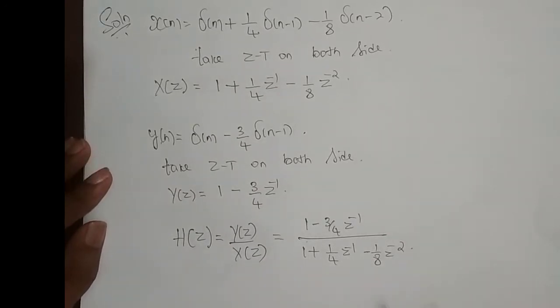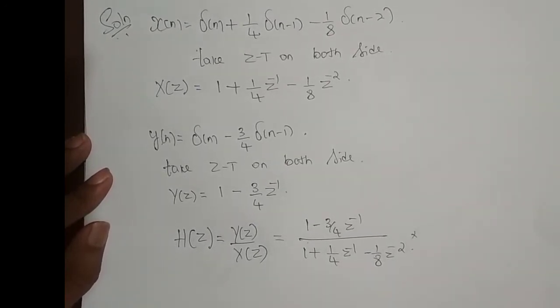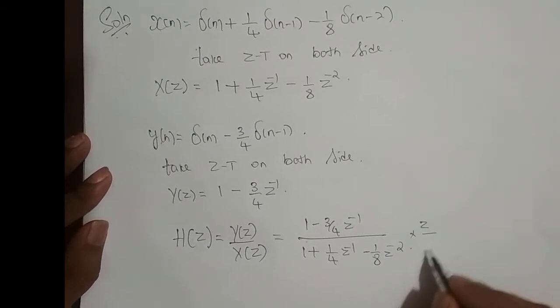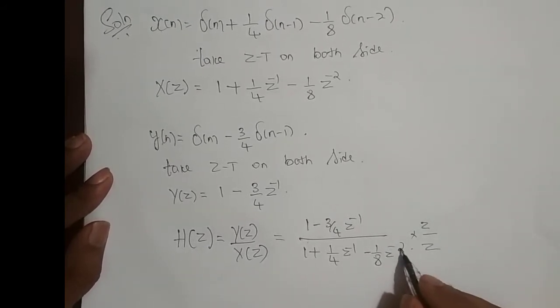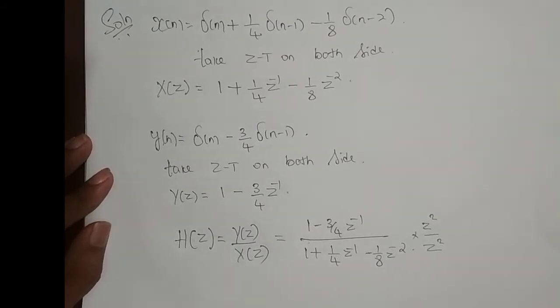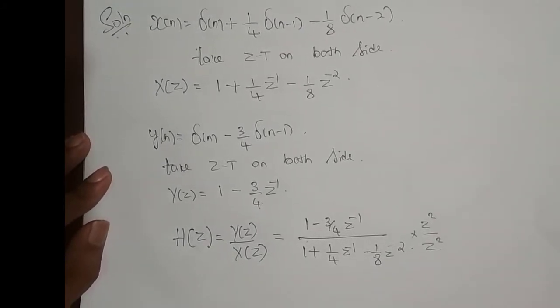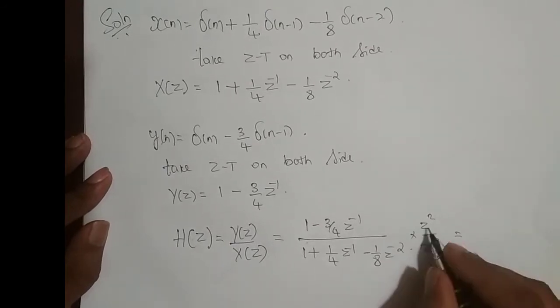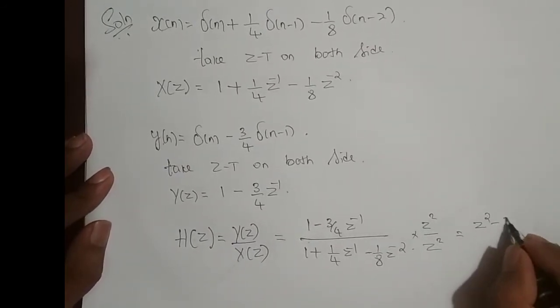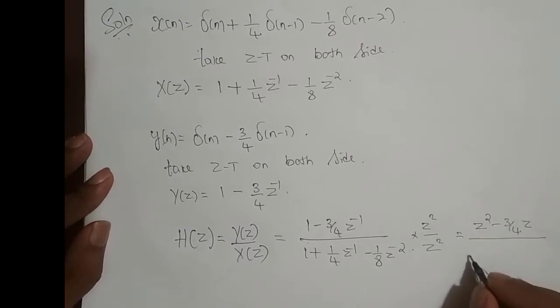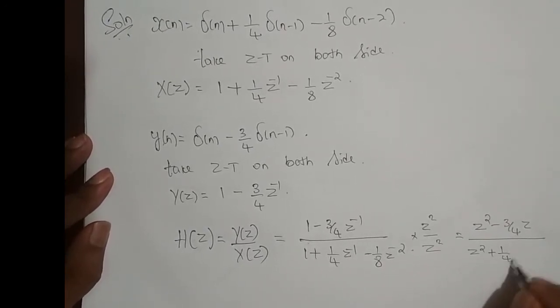So as we discussed in the previous problems, we have to make sure that the powers of z are positive so that we can easily take the partial fraction expansion. That's the reason I'm converting this into positive power. How do we convert this into positive power? You have to multiply numerator and denominator by z square, since I have z power minus 2. Correct, no? So what do I end up with? H of z is z square minus 3 by 4 z, divided by z square plus 1 by 4 z minus 1 by 8.